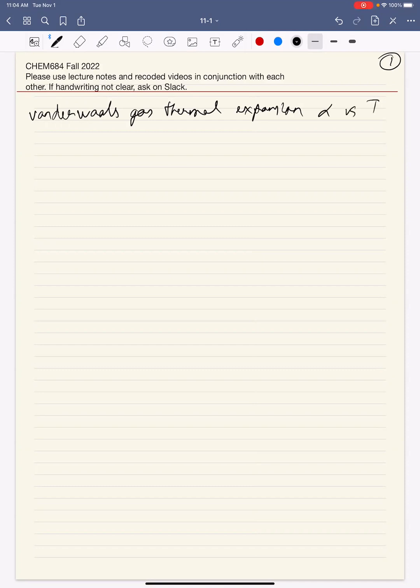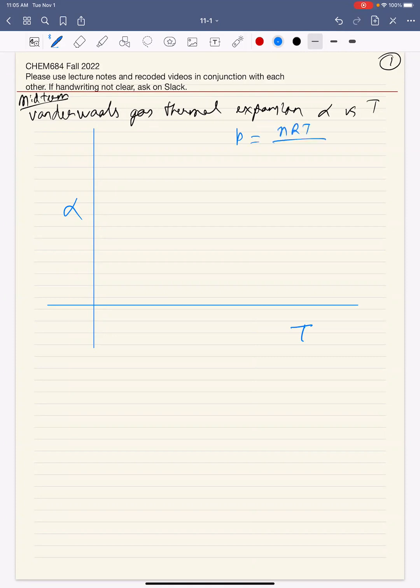So this is for the midterm. We have two axes. We are talking about alpha versus T, and we are talking about a van der Waals gas, where P is equal to nRT by (V minus nb) minus a n squared by V squared. Okay, at very high temperature, how should a van der Waals gas behave?